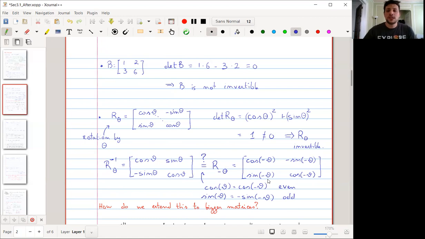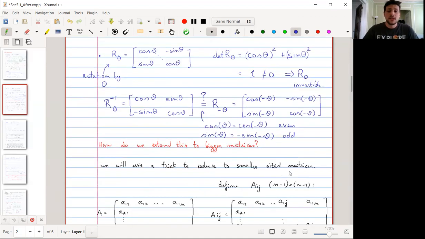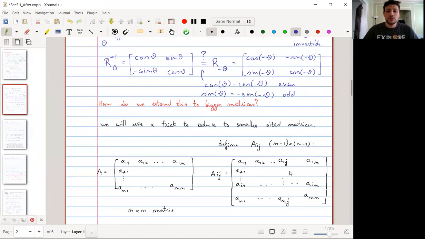We've dealt with determinants for 2x2 matrices. Our next goal is to extend this construction to bigger sized matrices. So the trick that we will use is to reduce the problem of computing a determinant for a bigger matrix to computing it for a smaller matrix. And we can iterate that until we reduce it to the problem of computing it for a 2x2, because we know how to do that.